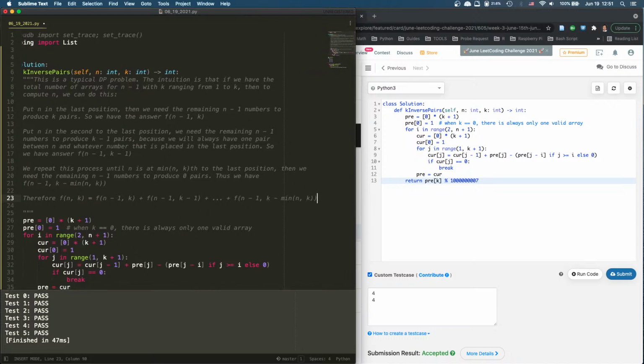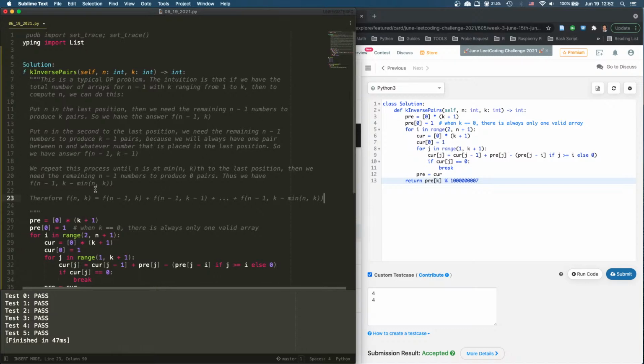And when k is small, then we have 0, right? And when k is large, we go n position back. Yep.